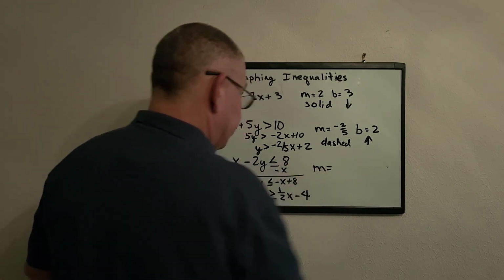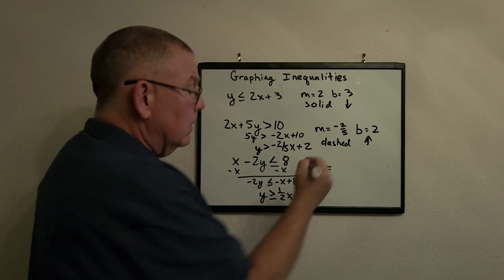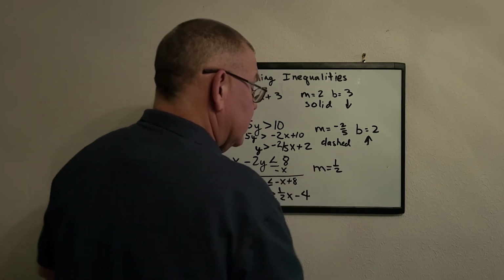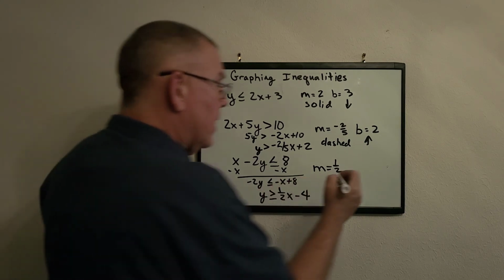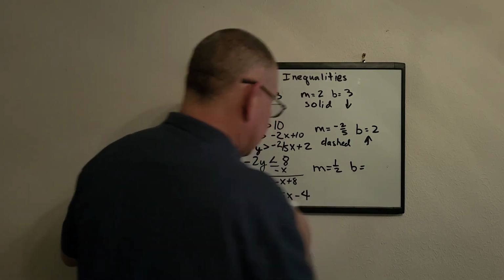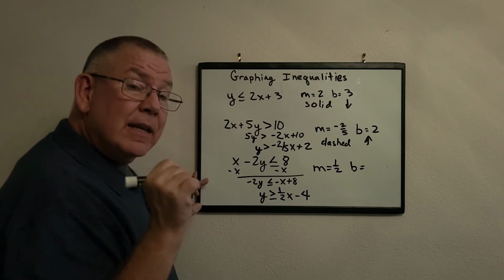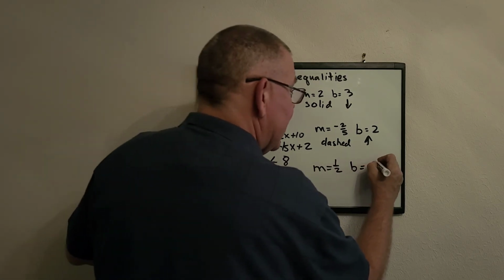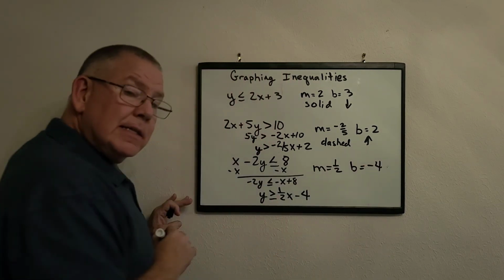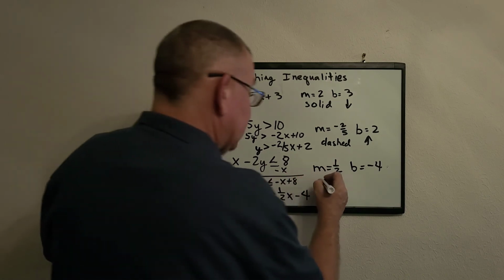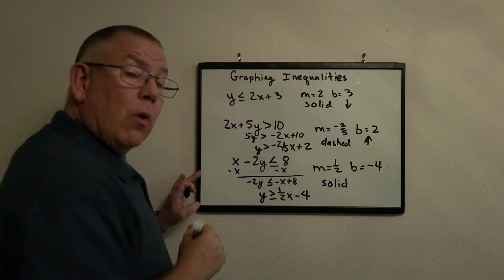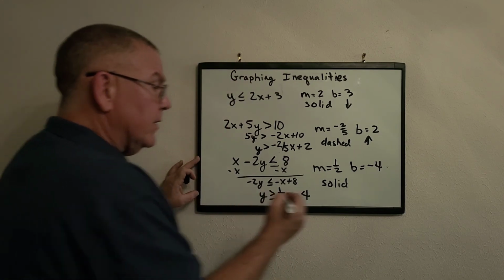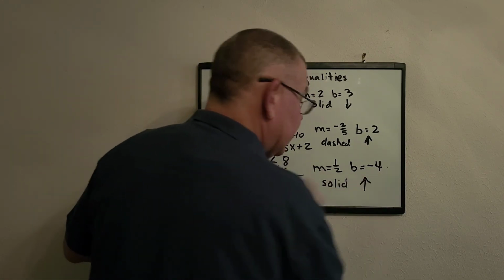The slope is going to be what? Whatever's in front of the x, and never the variable. So that's 1/2. My y-intercept is going to be not 4, but negative 4. Is it a solid or dashed line? It is solid. And do I shade above or below? Because it's greater than, I shade above.